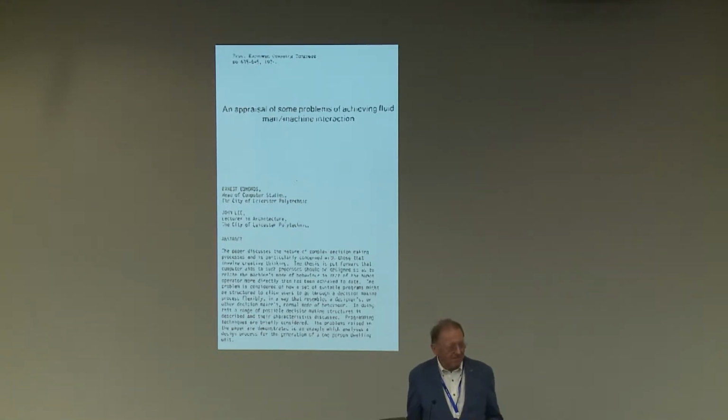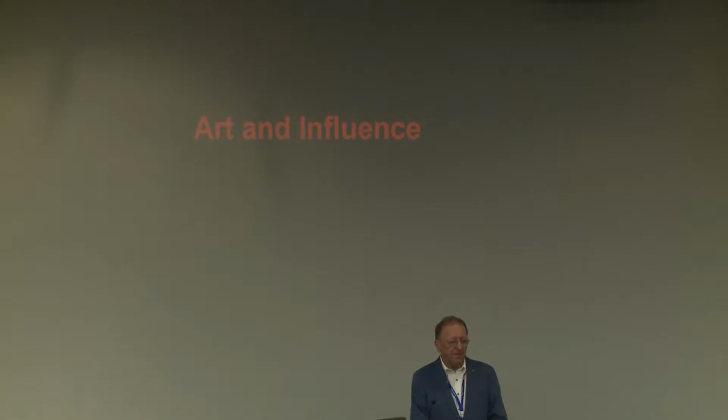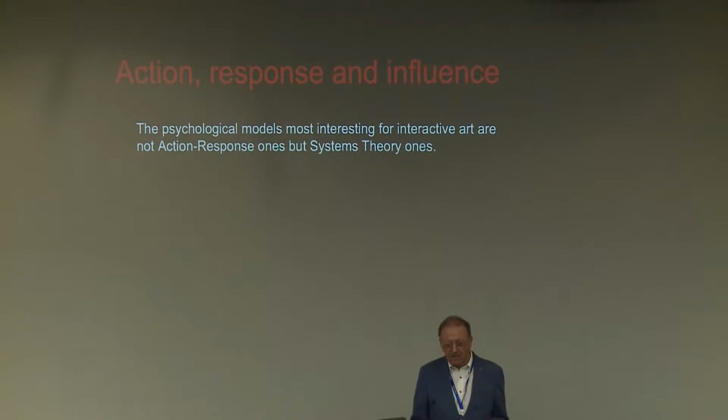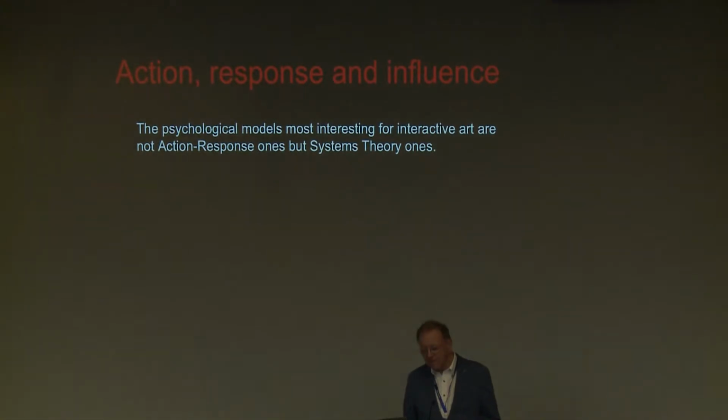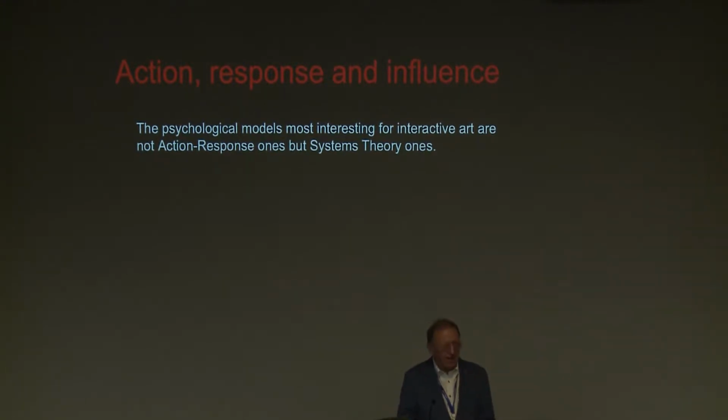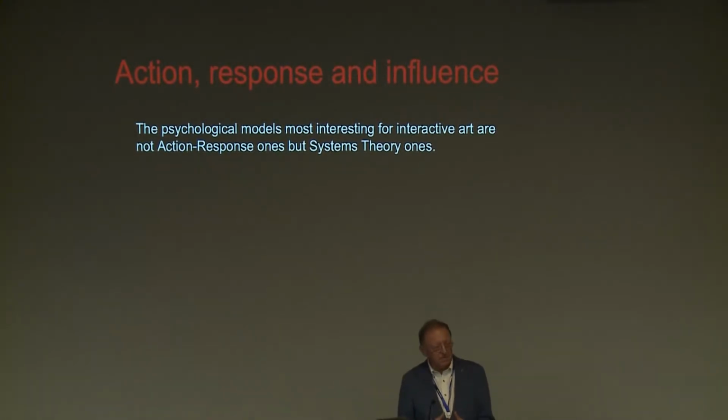Jump forward a great many years. What I'm actually going to talk about in the first part of my talk, I've termed art and influence. And this is my take on interaction as it should be. And this is where it's a little bit different to the Cornock and Edmonds 1970 take on it. The reason that it's different is that the interesting psychological models of interaction are not to do with action-response, as in ISCMA and so on, direct action and a direct response. But the interesting psychological models of interaction are systems theoretic ones.